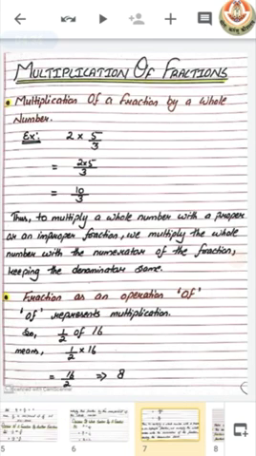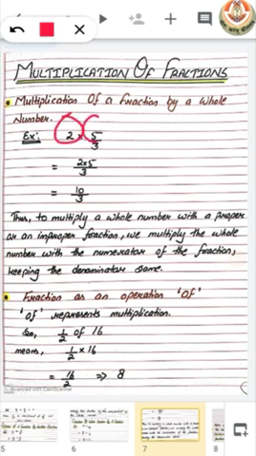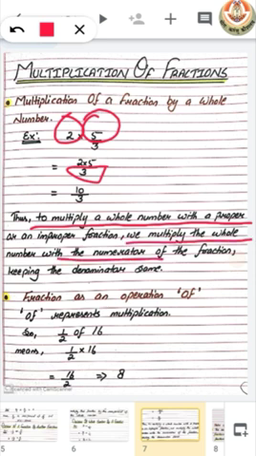Next, we learned about multiplication of fractions. First is multiplication of a fraction by a whole number. It is very simple: the numerator will multiply with the whole number, and the denominator will be taken as the common denominator for that multiplication. Thus, to multiply a whole number with a proper or improper fraction, we multiply the whole number with the numerator, keeping the denominator the same.